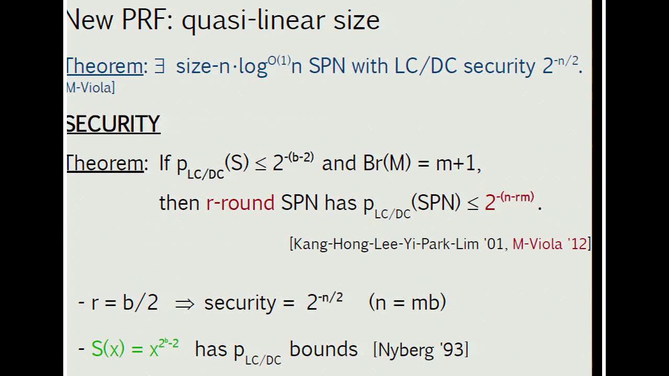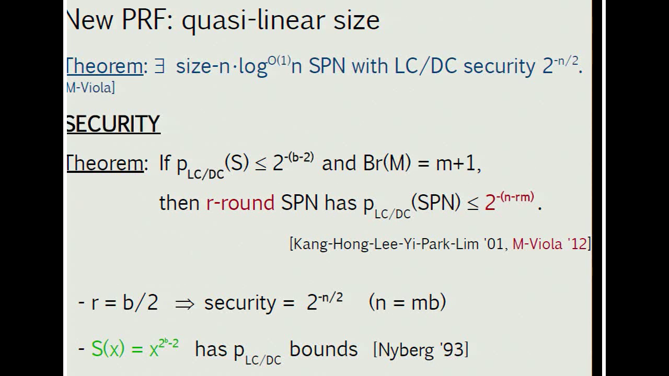Okay, so what security can we prove? I mentioned the intuition about SPN security. There's a very nice theorem going back to the work of Kang et al. around 2000. They show that if the S-box has strong security and the linear transformation has maximum branch number and the round keys are independent, then you get exponential security.